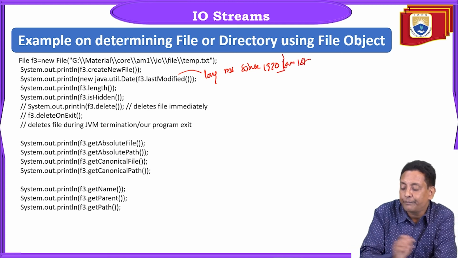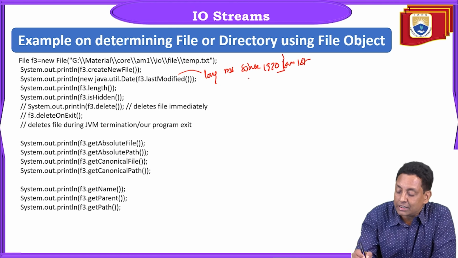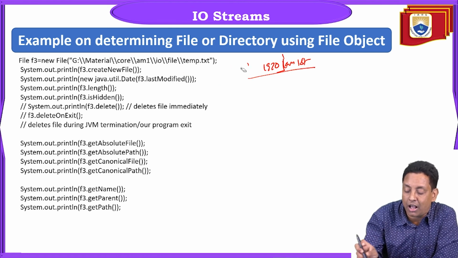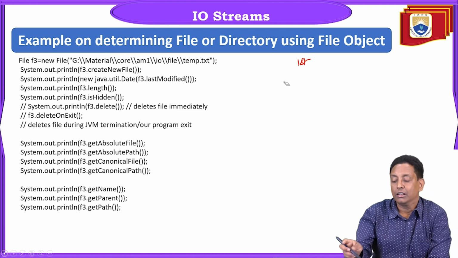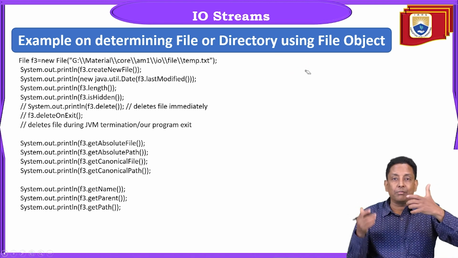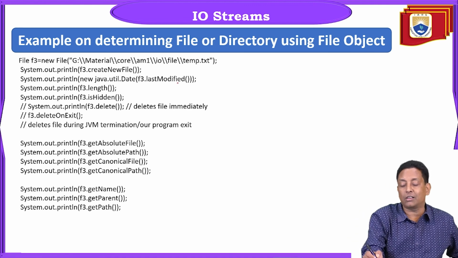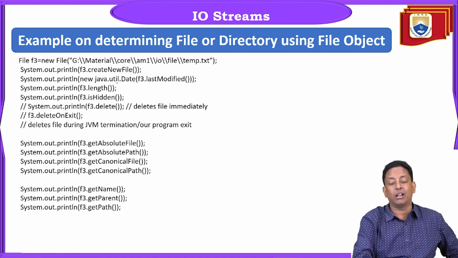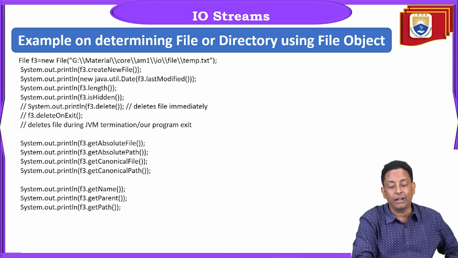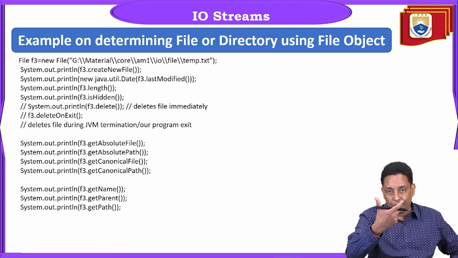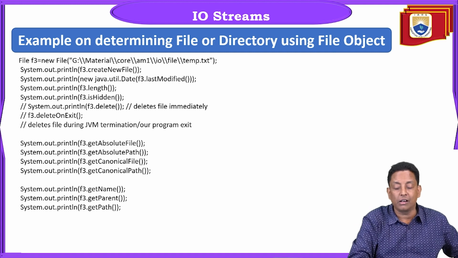January 1st, 1970. Since then, till date, the number of milliseconds is returned by the long lastModified. So a long value will come, but we don't know the exact date. If you pass that long value as an argument into java.util.Date, then the actual date will be printed, that is, when that file was created or when that file was modified.